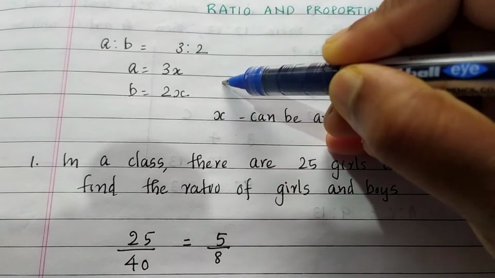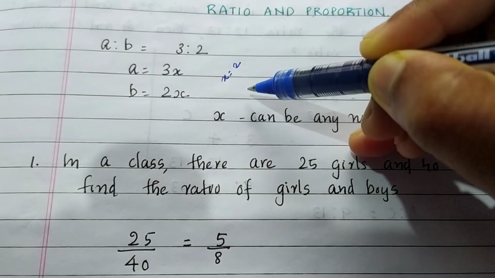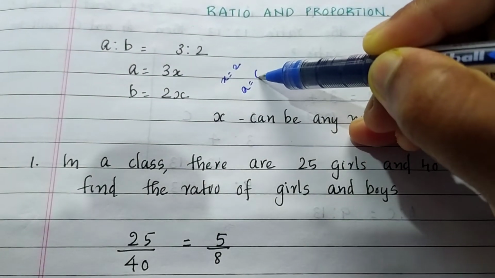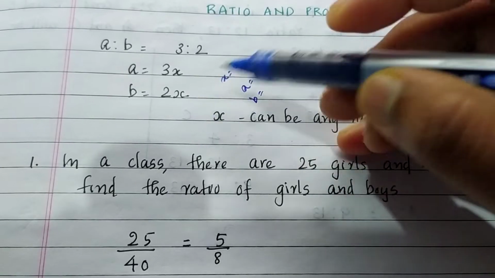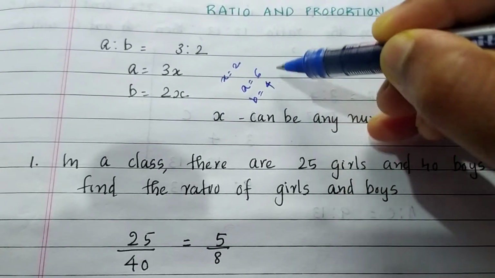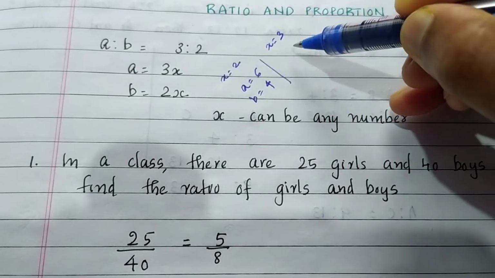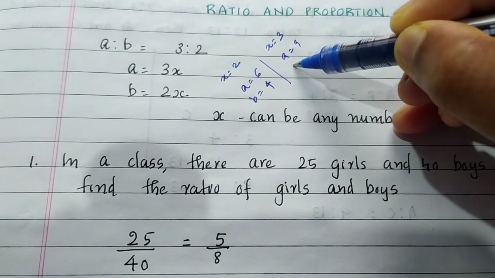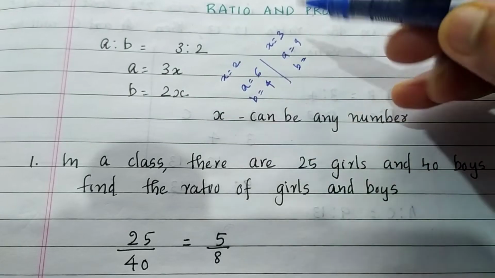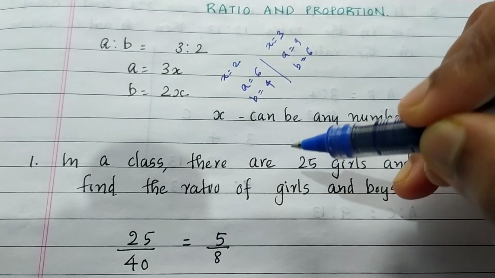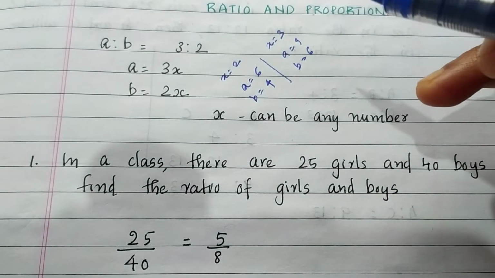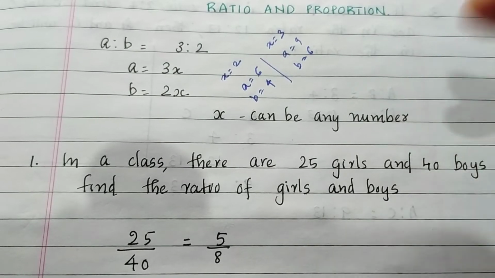If x is equal to 2, then A is equal to 6 and B is equal to 2 into 2, which is 4. If x is equal to 3, then A is equal to 9 and B is equal to 2 into 3, which is 6. So this is the basic concept of ratio.